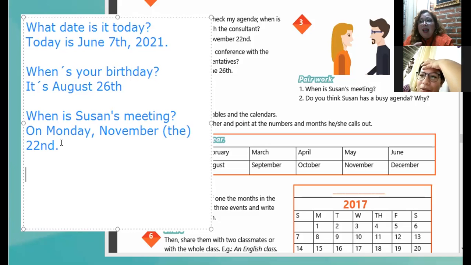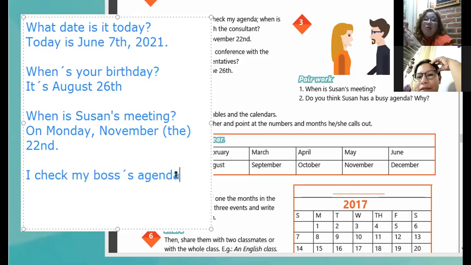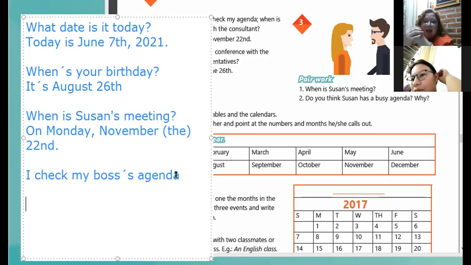Oh, okay, then I take my boss's agenda. Okay. Then, digamos que a usted le toca revisar, ¿ok? Y vamos a decir, I check my boss's agenda. Como a usted le toca revisar la agenda, creo que se le tiene que hacer un poquito más fácil pensar en una actividad que su jefe haga. Ok. For example, can you give me an activity that your boss is doing every day?